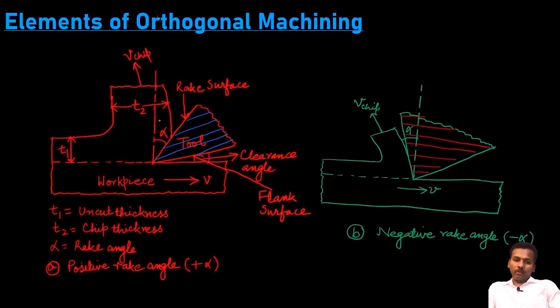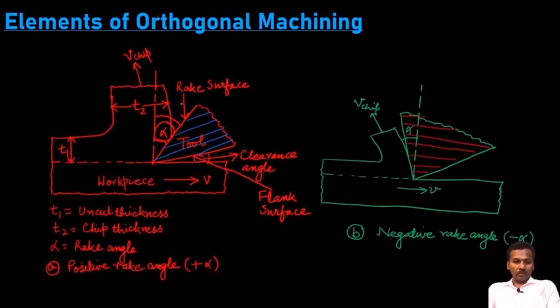Now this is the reference line, the normal to the finished surface, and the inclination of the rake surface with this normal is known as the rake angle. This is of prime importance in the machining process. Why? Because if this rake angle is positive and greater, the machining becomes easier and smoother.